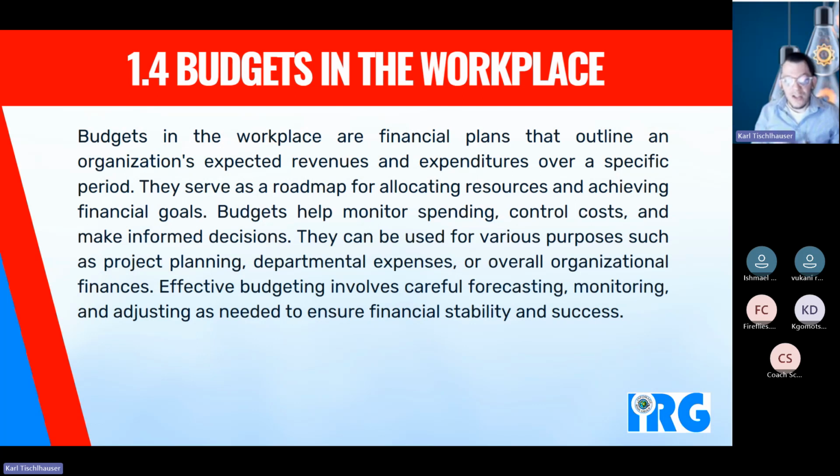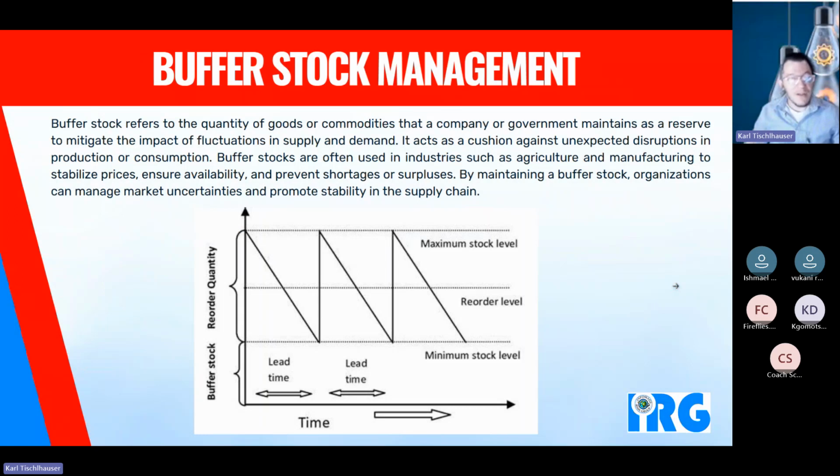Effective budgeting involves forecasting, monitoring, and adjusting as needed to ensure financial stability and success. This is what we're talking about in the space of budgets in an organization. You'll see that I've included one of my favorite budget control tools, called the buffer stock management system. This is used by many organizations when they're trying to manage stock, especially restaurants or places that have a high level of stock coming in and out.